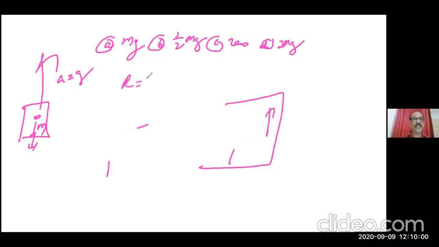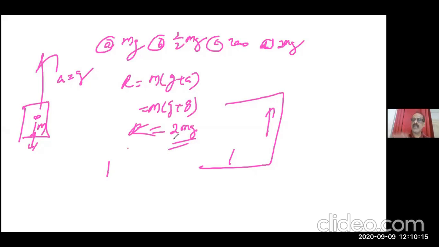What is the formula we are using? Reaction R is equal to m into (g plus a). So m into (g plus a), where a is equal to g, that will be 2 mg. So his weight appears to be double because the reaction is double. Yes, sir.